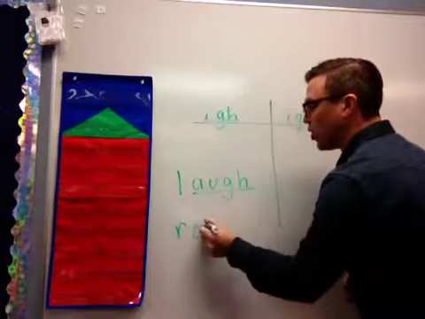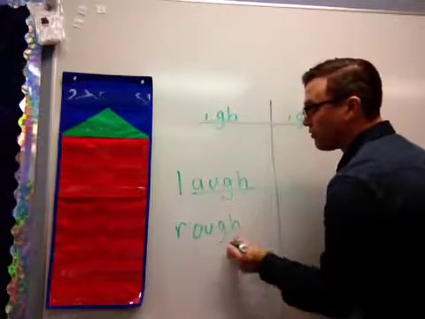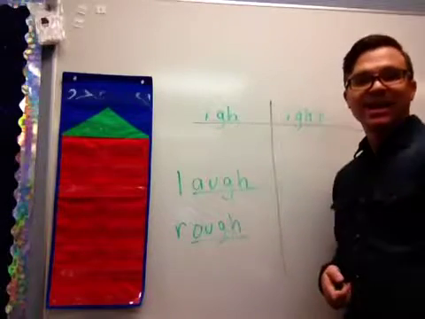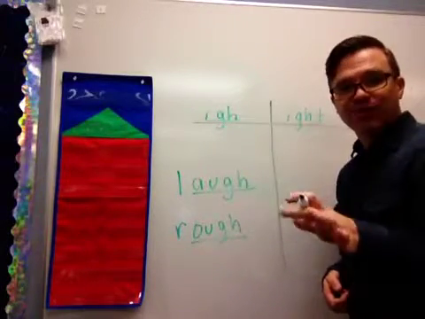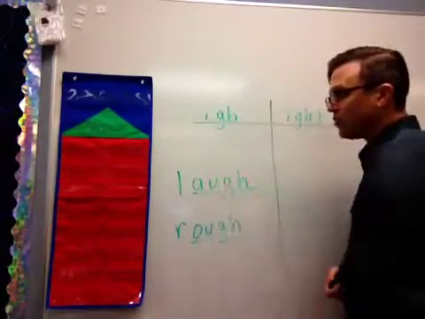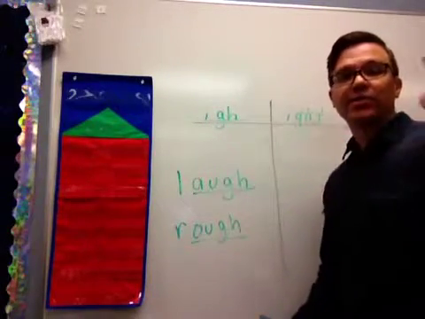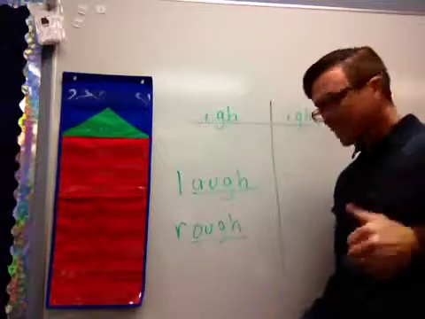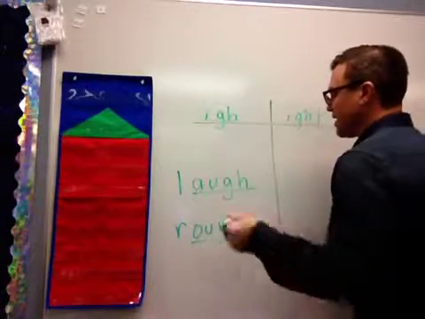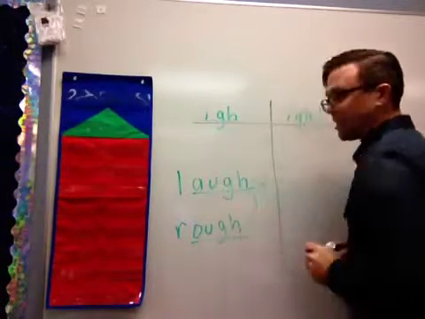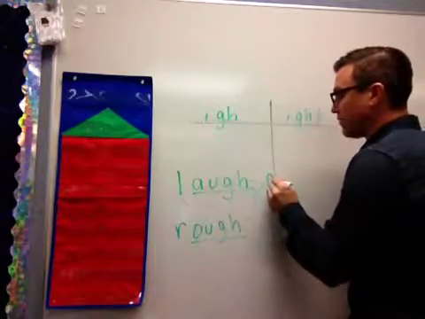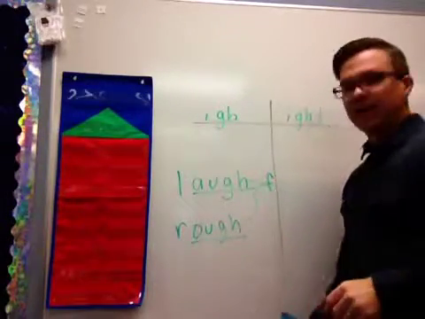And this is the word rough. Rough. And the GH is making an F sound. Now, AUGH and OUGH are actually their own phonograms that we will learn later. But I just wanted to make sure you knew that occasionally that GH will make an F sound. Most of the time, it is silent.